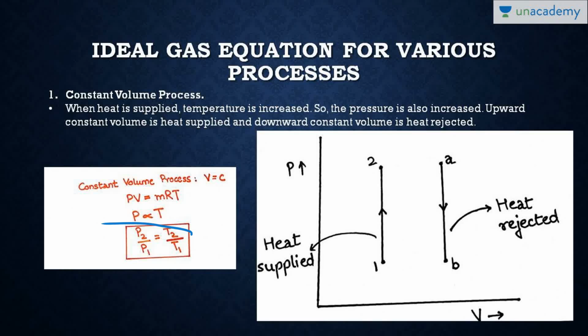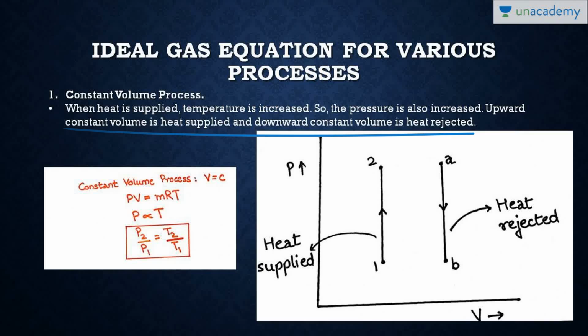I also want to show this particular process on the PV diagram. Whenever heat is supplied, temperature is increased. And in this constant volume process, pressure is directly proportional to temperature. So this is the final equation for constant volume, that is P2/P1 = T2/T1. Whenever heat is supplied, temperature is increased, so the pressure is also increased. So upward constant volume is heat supplied and downward constant volume is heat rejected.